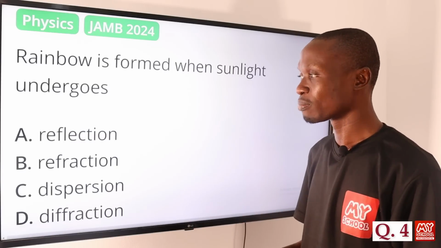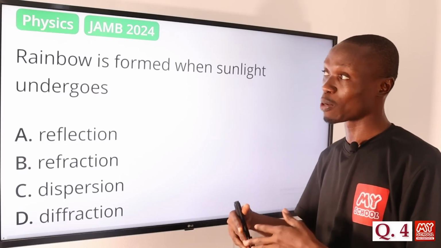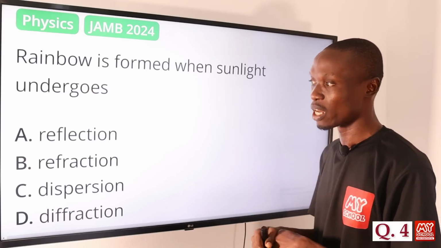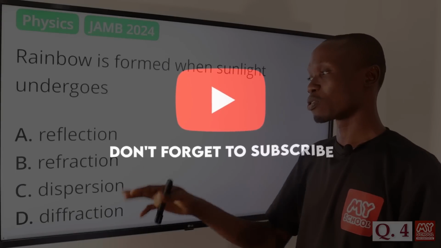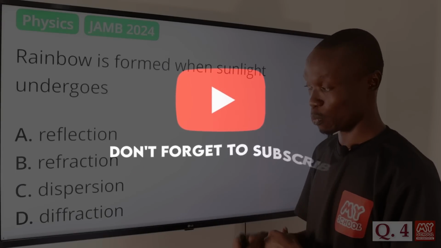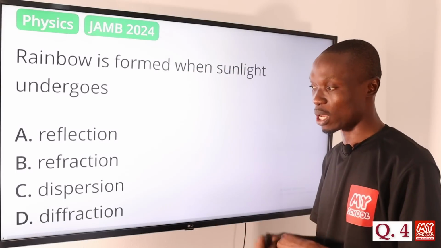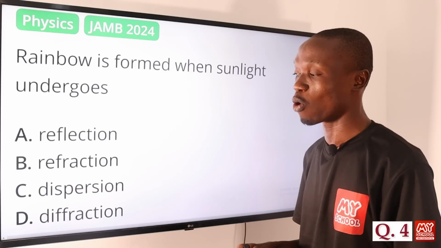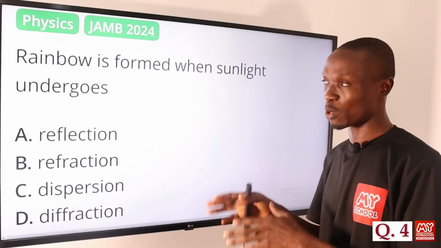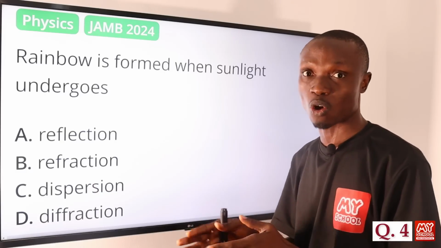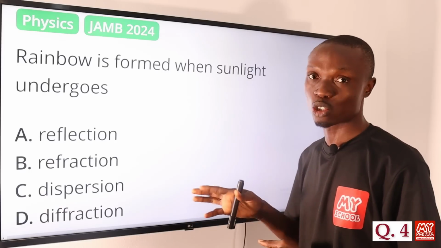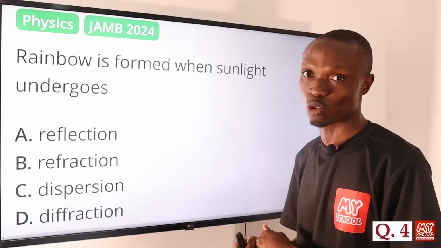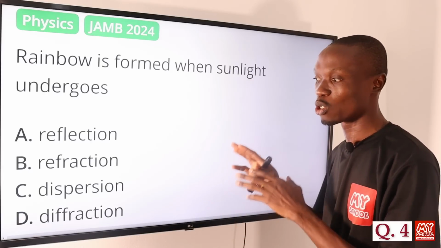So refraction, though it is one of the means by which a rainbow occurs, is not the complete process. Then option C, we have dispersion. So dispersion is actually the primary process responsible for the formation of a rainbow. This formation occurs when sunlight passes through water droplets suspended in the atmosphere, causing the light to separate into its constituent colors.